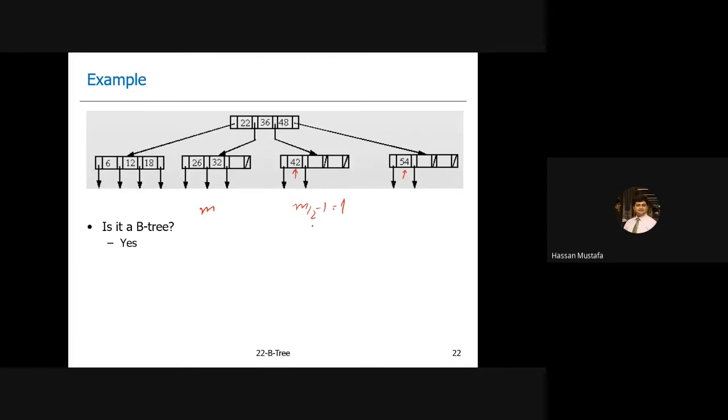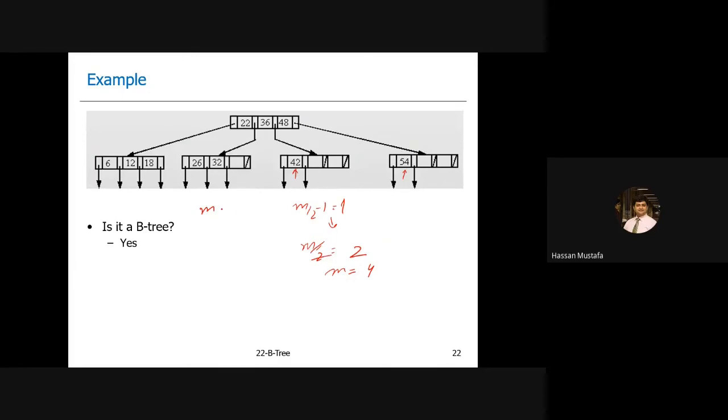So from here we can see what the value of m is. From this equation, this minus 1 would go on the right side, so it becomes m by 2 is equal to 2, and if 2 goes there, 2 multiplied by 2, m is equal to 4, a 4-way tree. Okay, so now let's see if this is a four-way tree or not.